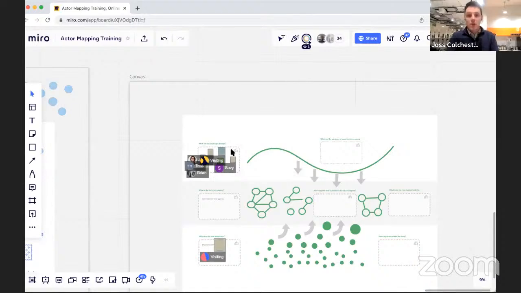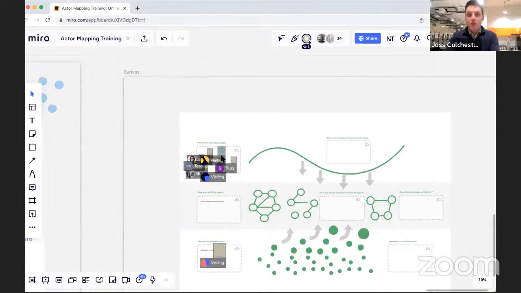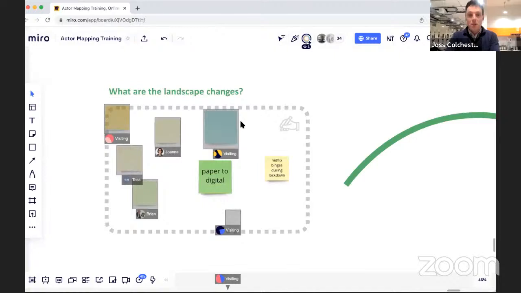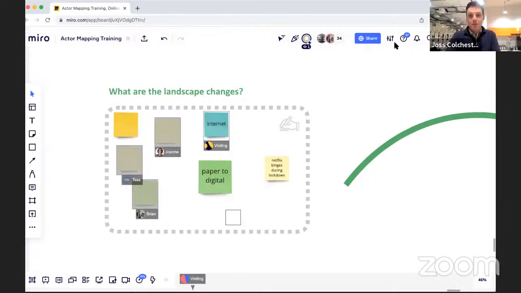If you have any questions, you need any help, feel free to shout it out or put it in the chat box. If you're not able to access the Miro board, you can put your comment in the chat and I'll paste it in.